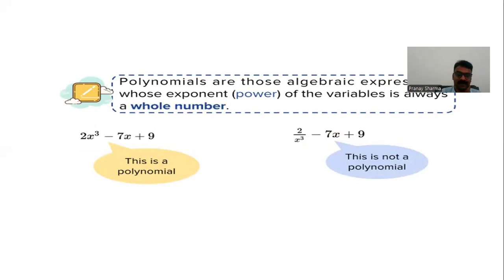So 2x cube minus 7x plus 9 is a polynomial. However, 2 divided by x cube minus 7x plus 9 is not a polynomial because when you shift this x cube to the numerator side, it will become x to the power minus 3, right? Negatives are not allowed. Power has to be a whole number. Remember rule number 1?